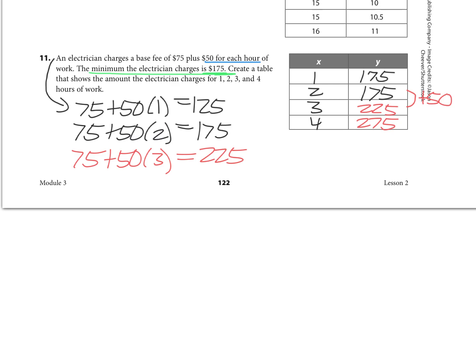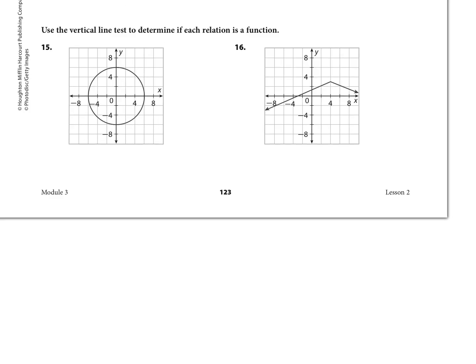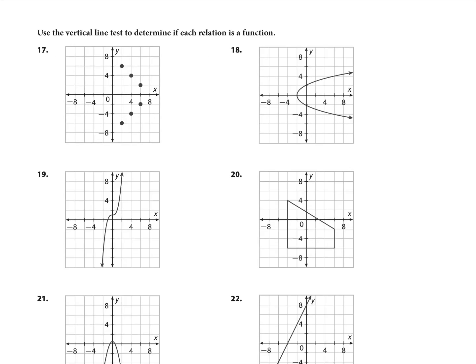Okay, let's skip ahead to problem number 17. It says use the vertical line test to determine whether or not the given relation is a function. Okay, so vertical line, you just draw a vertical line, and I immediately see right here it hits 2 points when I draw that vertical line. Because it hits more than 1 point, it is not a function.